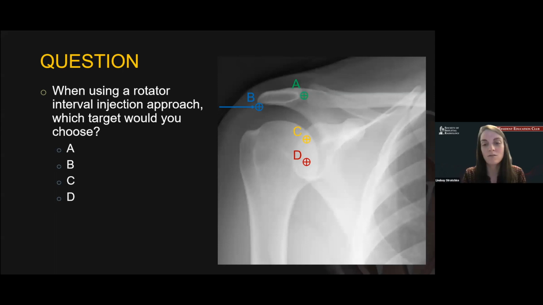All right, so now after we've talked about the preparation, we're going to be focusing a little bit more on your injection approach and technique. So this brings us to our next question. When you're using a rotator interval injection approach, which target would you choose? And the image will not go over onto the poll everywhere question next, so I'll just give a couple seconds, then we'll switch over to our poll.